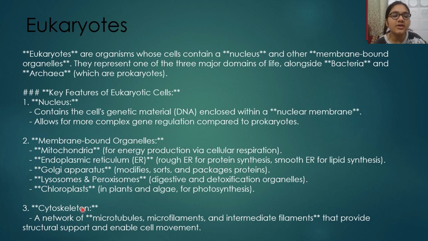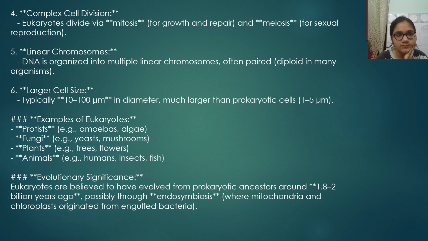Then cytoskeleton if we see. The cytoskeleton is what? A network of microtubules, microfilaments and intermediate filaments, which provides the structure and support and animal cell movement. Then we have the complex cell division. Eukaryotes divide by mitosis for growth and repair, and meiosis for sexual reproduction.